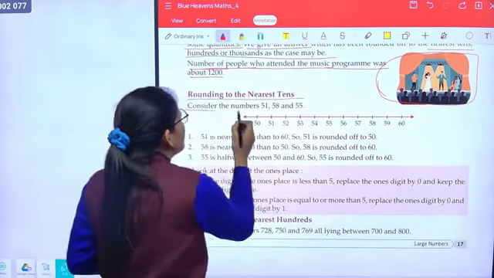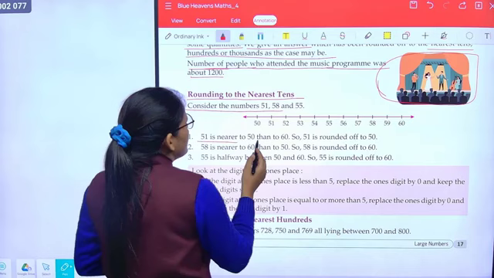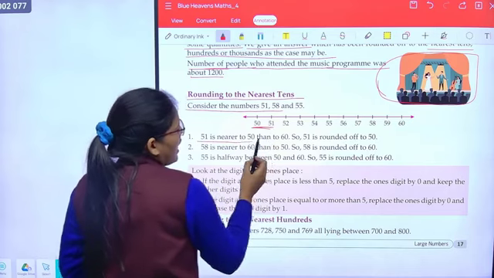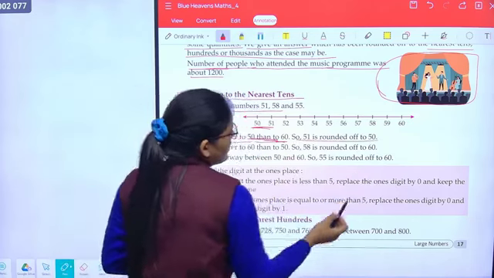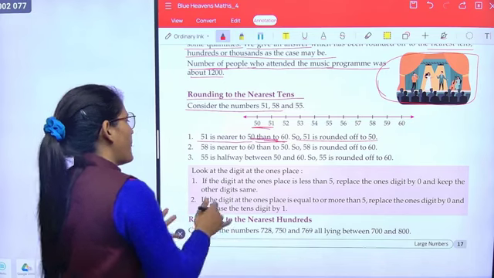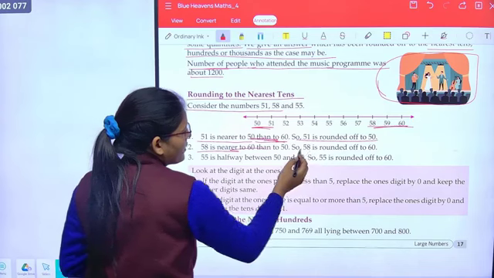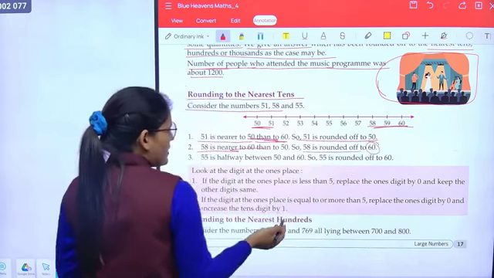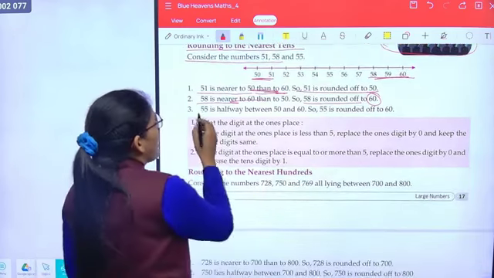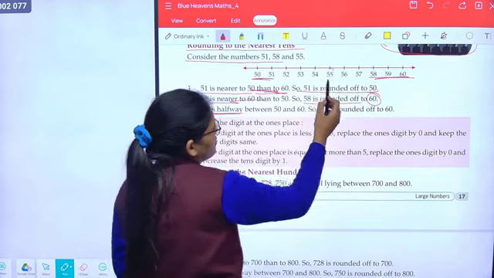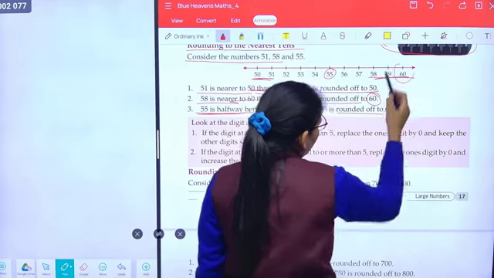Rounding to the nearest tens, consider the numbers 51, 58, 55. Now 51 is nearest to 50 and then to 60. So 51 is rounding off to 50. 58 किसके पास है, 60 के पास, so 58 is rounded off to 60. 58 is rounded off to 60. 55 is halfway. अब क्या है, 55 बीच में है between 50 and 60. So 55 is rounding off to 60. Okay.